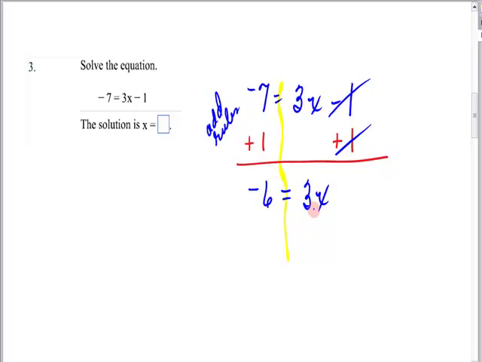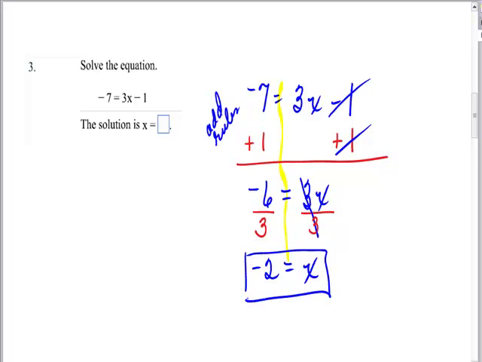Still looking on this right-hand side, I want x by itself. 3 is what we call the coefficient. It's times the x. So I'm going to divide by 3. If I do it here, I do it here. Please notice I did not divide by 3x. I divided by 3. So the 3's divide out, leaving me with x. Negative 6 divided by 3 is negative 2. I use my division rules for signs.